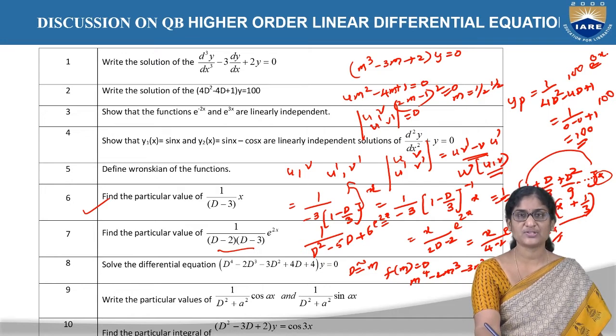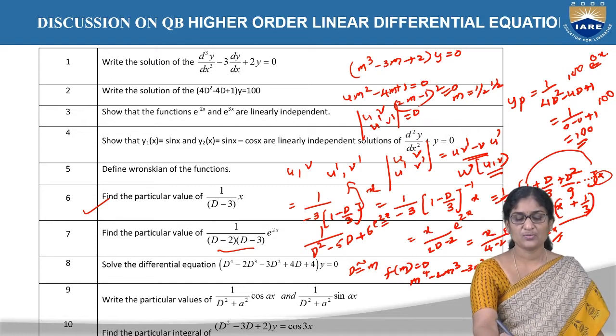Going to the ninth question: write the particular value of 1 by (D square plus a square) into cos x. According to the procedure, whenever Q of x is cos x or sin x, we need to substitute D square equal to minus a square. But if you do that here, we get 0 in the denominator, which leads to infinity. So we have to go by the formula.